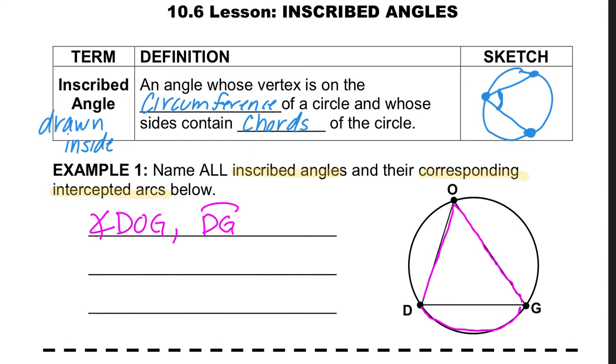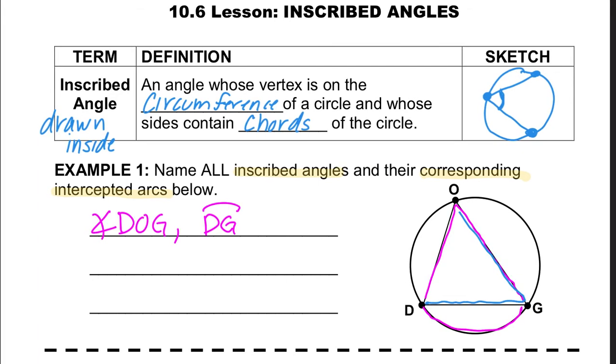Then we could take, let's get a little colorful and messy here. We can go from O to G to D. So we have angle OGD. The intercepted arc that it creates over here is arc OD. Lastly, the last angle we haven't mentioned yet is going to be angle ODG. That's going to be the other inscribed angle, and its intercepted arc that it creates over here is OG. So arc OG.